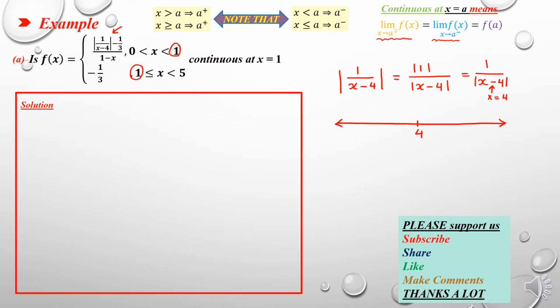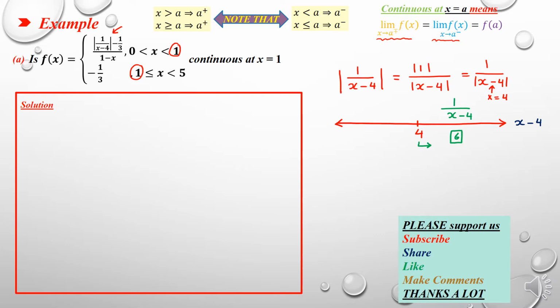Now you have to check if the inside function x minus 4 is positive or negative in the interval when x is greater than 4 and the interval when x is less than 4. So you have to take a value of x which is greater than 4, let's say 6, and when you substitute x in x minus 4, you will get 2, which is a positive number, so we will get the same function in this interval. So we have 1 over x minus 4 when x is greater than 4.